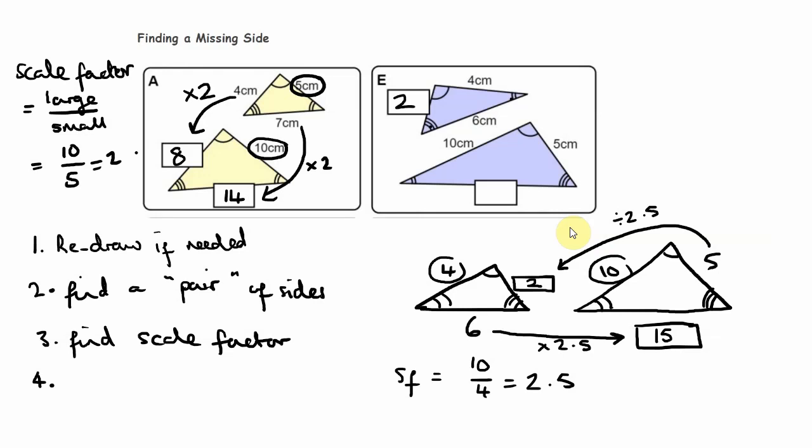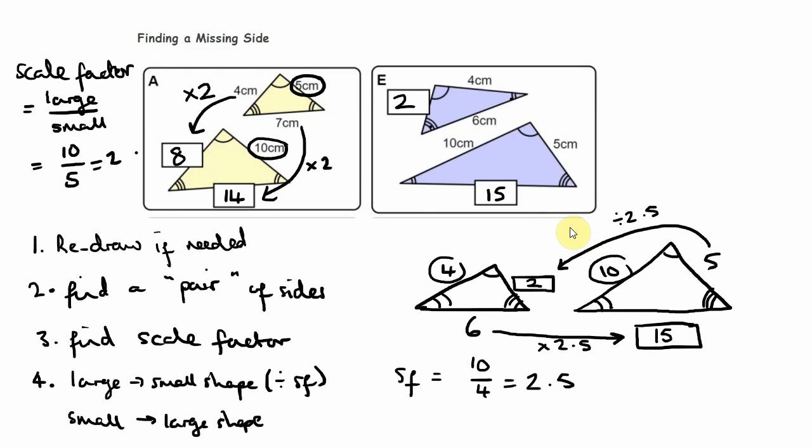So I'm going to fill them in here. So filling in our fourth step, large to small shape, we want to divide by our scale factor. And small to large shape, we want to times by our scale factor.